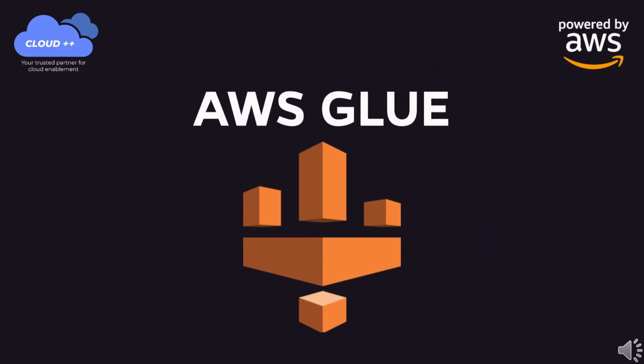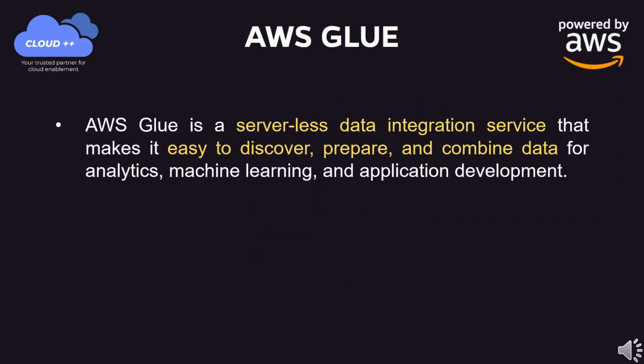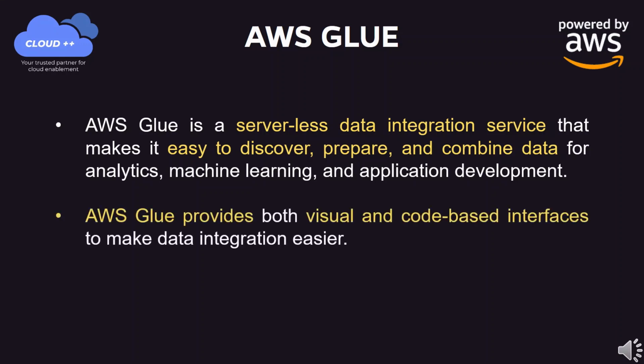AWS Glue. It is a serverless data integration service that makes it easy to discover, prepare, and combine data for analytics, machine learning, and application development. AWS Glue provides both visual and code-based interfaces to make data integration easier.